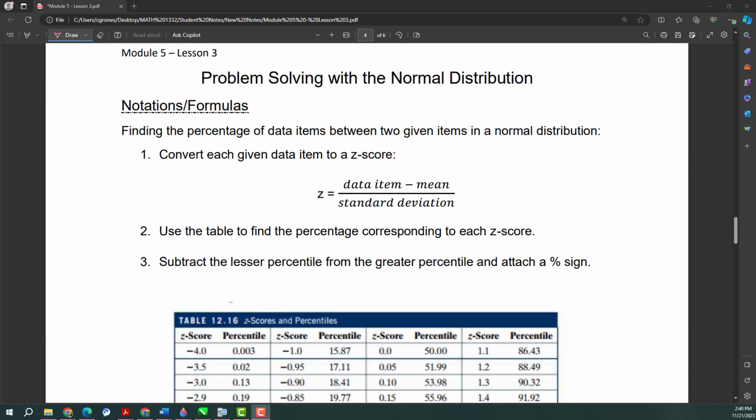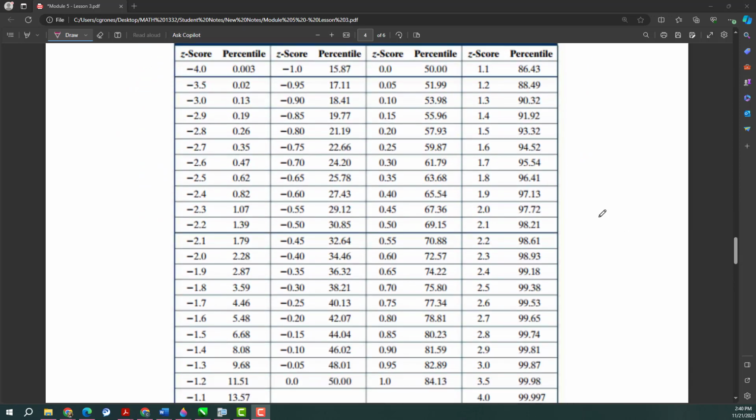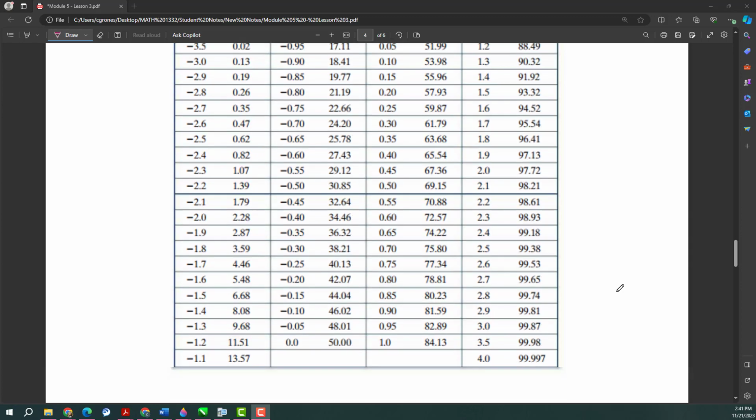All right, the last part of this lesson 3, we are going to be doing some problem solving, so some real life situations dealing with z-scores and the normal distribution. So they do give us a table, and they have a z-score, and then they have the percentile that corresponds with that z-score. So you are allowed to use this on the test, and I do believe most of the questions that use this, they give you this table on that question.